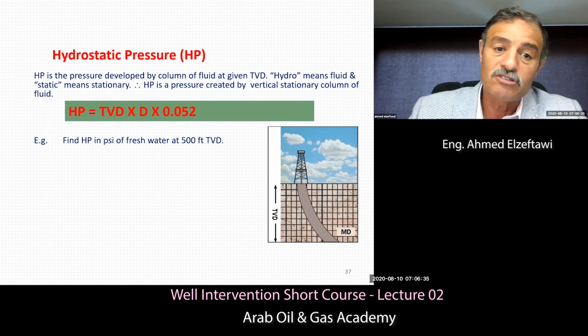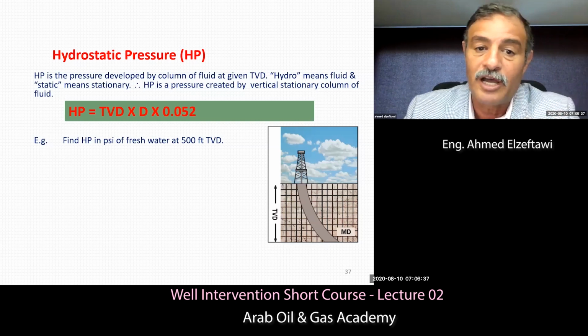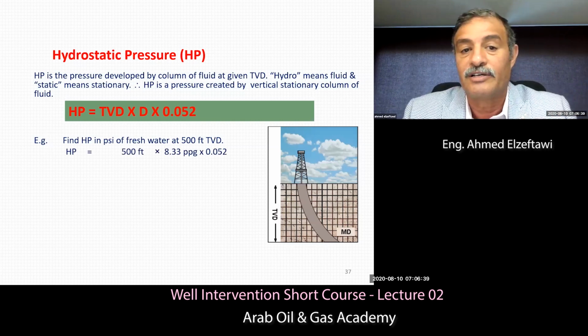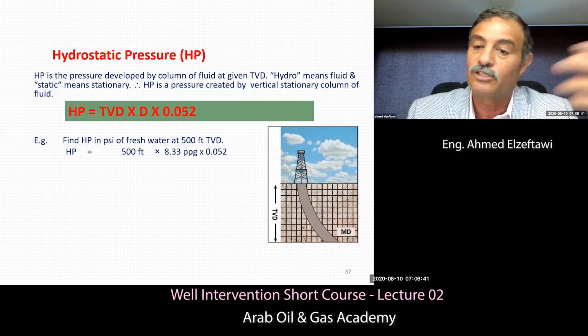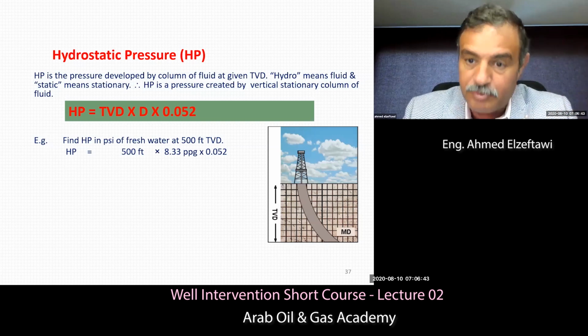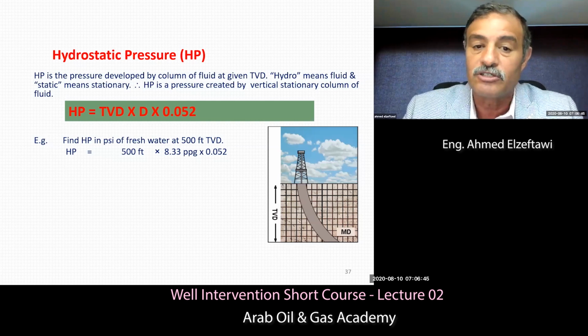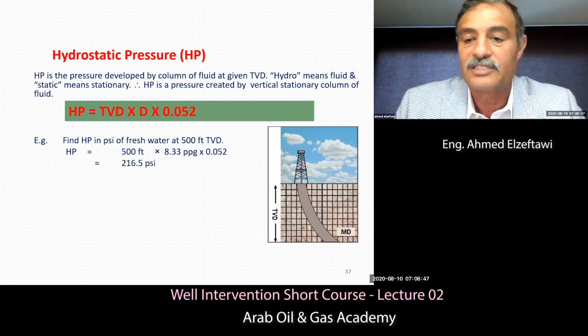So to answer this question, we just multiply TVD, which is 500, times the density of the water, which is 8.3 ppg, pound per gallon, times the constant. This will give you 216 psi, as simple as that.